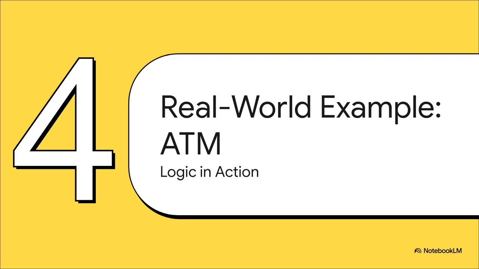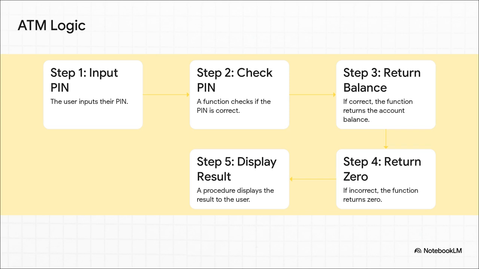Okay, we've covered a lot of ground here. So let's use a real-world example to see how all these pieces click together. Forget about games for just a minute, and let's think about something simple, like an ATM. Okay, so here's the logic. First, you walk up and you type in your PIN. That PIN gets sent to a function. Let's call it check PIN.